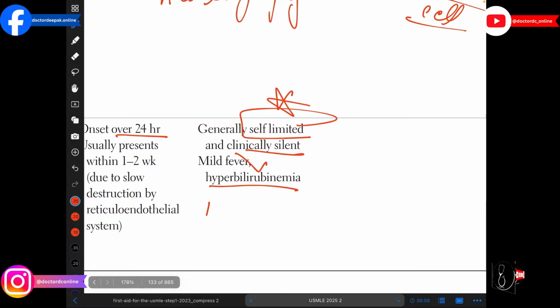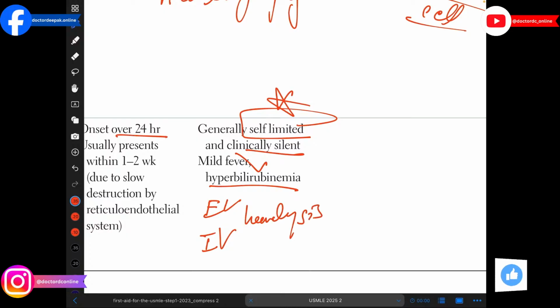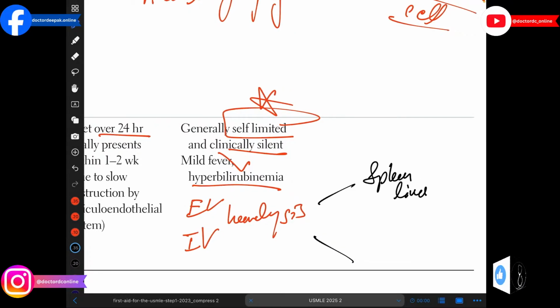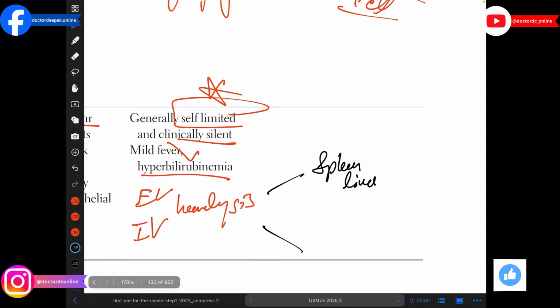But what is the main difference between extravascular and intravascular hemolysis? Basically, the difference is the location. Extravascular hemolysis happens primarily in the spleen and liver, where macrophages engulf and destroy the damaged red blood cells. Intravascular hemolysis, on the other hand, involves the destruction of red blood cells directly in the blood vessels.